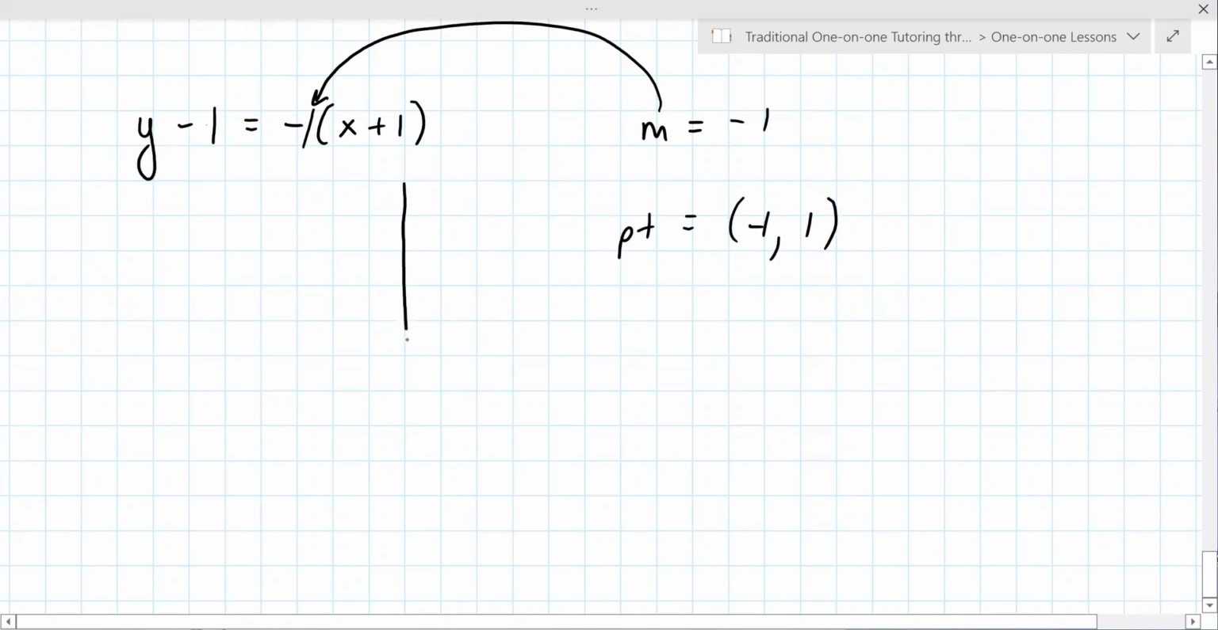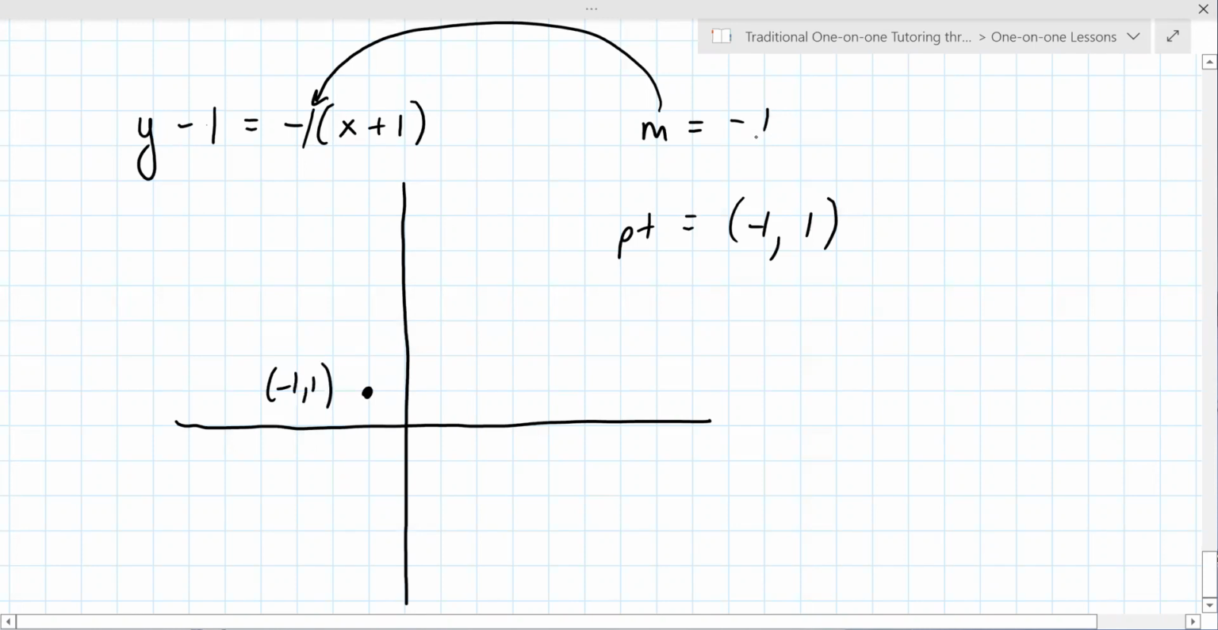So when we graph it, it's actually very similar to slope-intercept form. You start with the point. Where is this point? -1, comma 1. It's right there. The slope is -1, which we'll put over 1. Does that negative mean you're going up or down?